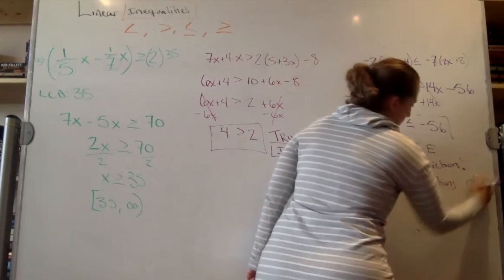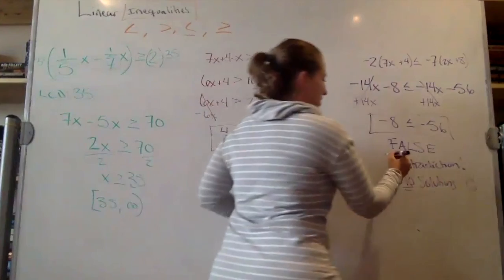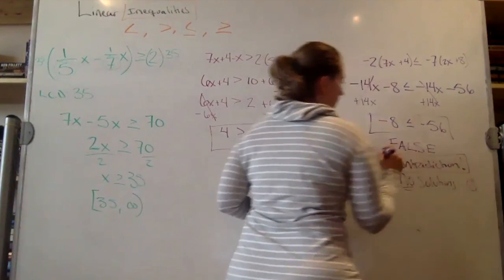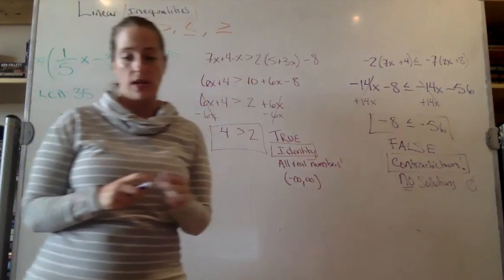Okay. When we have a contradiction, there are no solutions. Okay? Or you can say the solution is the empty set. Okay? So an identity and a contradiction in inequalities, just like before, our variables fall out and we either get something true, identity, or something false, contradiction.